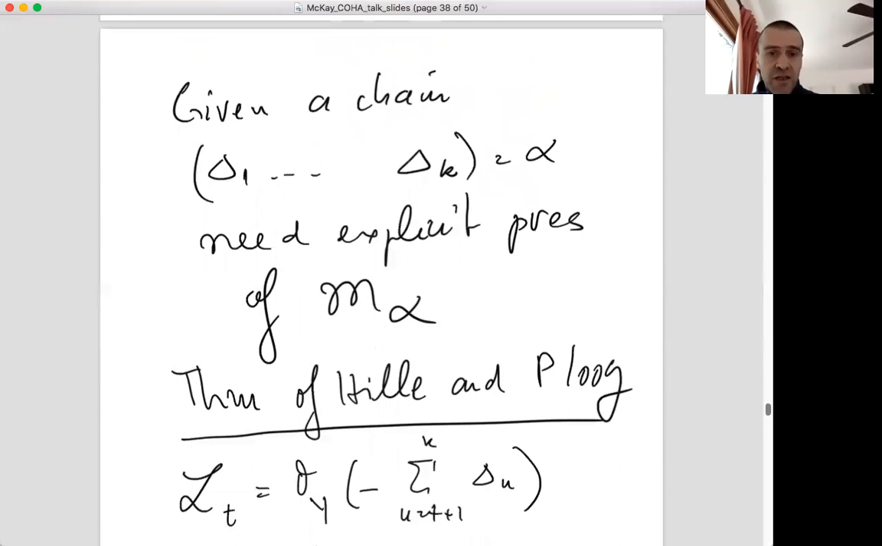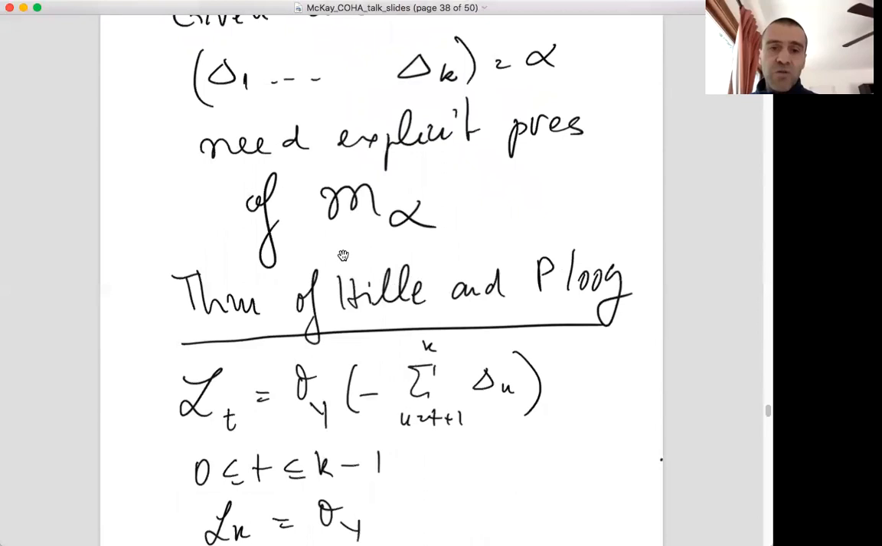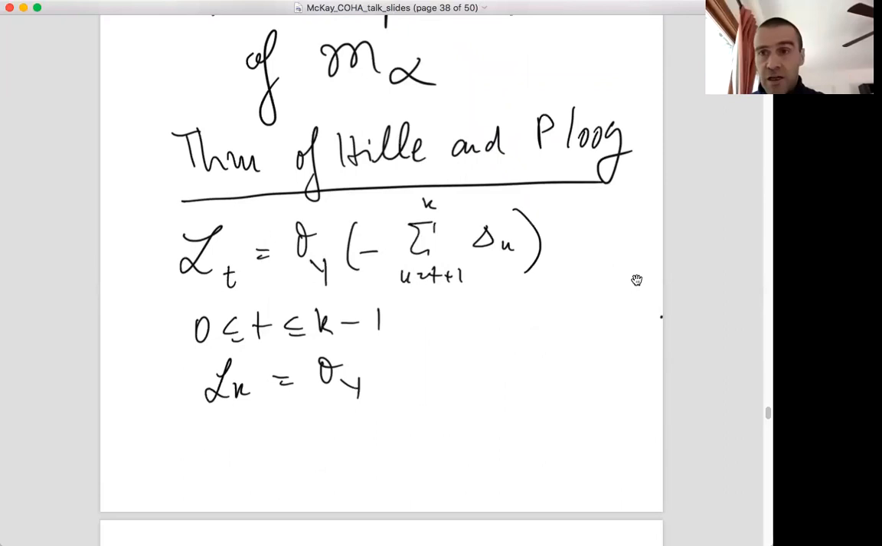So now I'm going to assume that I have a particular chain alpha. It doesn't matter which, some random chain of linked divisors, and I want to understand what this moduli stack is, the associated moduli stack. So this is the moduli stack of semi-stable objects with the property that all the Jordan-Hölder factors belong to this particular chain. And this is where you have to use some more sophisticated methods.